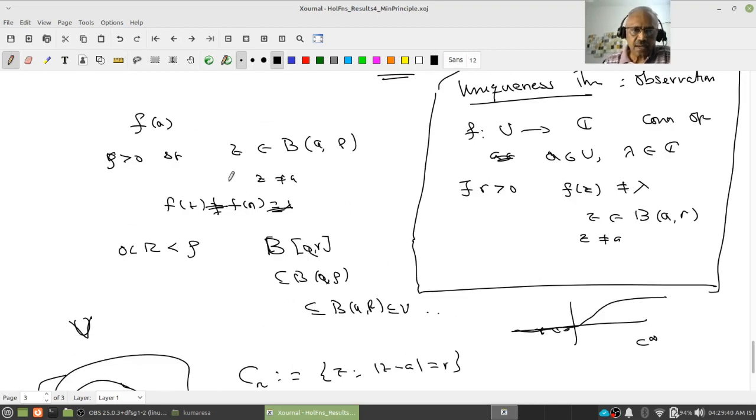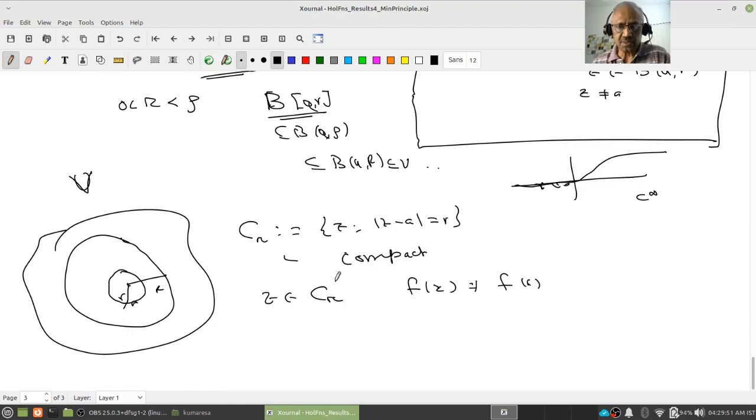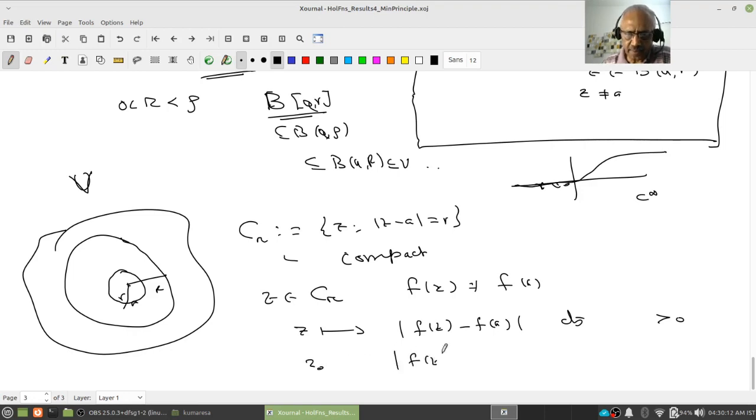Why? For any z in B(a, rho), f of z is not equal to f of a, and the closed ball bar is contained in B(a, rho), therefore for any z on the circle also it is true. Now this is a compact set, therefore the function z going to mod f(z) minus f(a) is continuous and always positive, and therefore it attains a minimum, right? Let's say z0 is a minimum, that means mod f(z) minus f(a) is greater than or equal to mod f(z0) minus f(a). Where does z0 lie? z0 is in C_r, therefore that is positive.